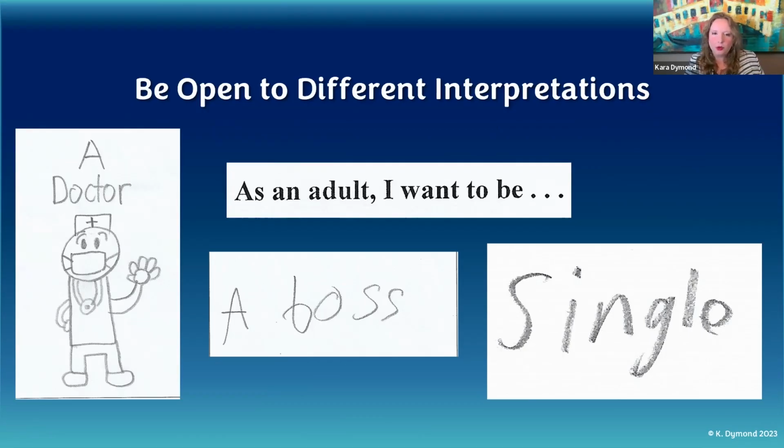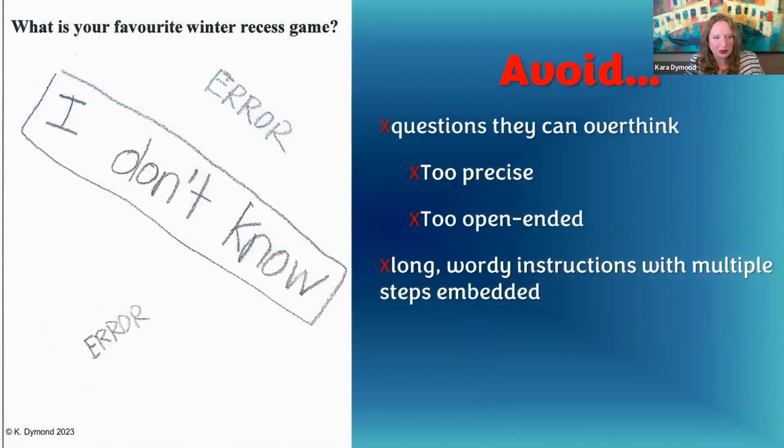So I now always review my questions and I try and think, are there any pitfalls that they might experience with the questions that I'm asking? So I try to avoid questions they can overthink, and these tend to fall into 2 categories. Too precise. So this question is difficult: what is your favorite winter game? This stumped this student because he was really deliberating, like, what is my favorite, as if I was going to hold him to it. So once I changed the wording to what is one winter recess game you enjoy, it was not difficult for the student to answer. Too open-ended is also problematic or ambiguous in some way.